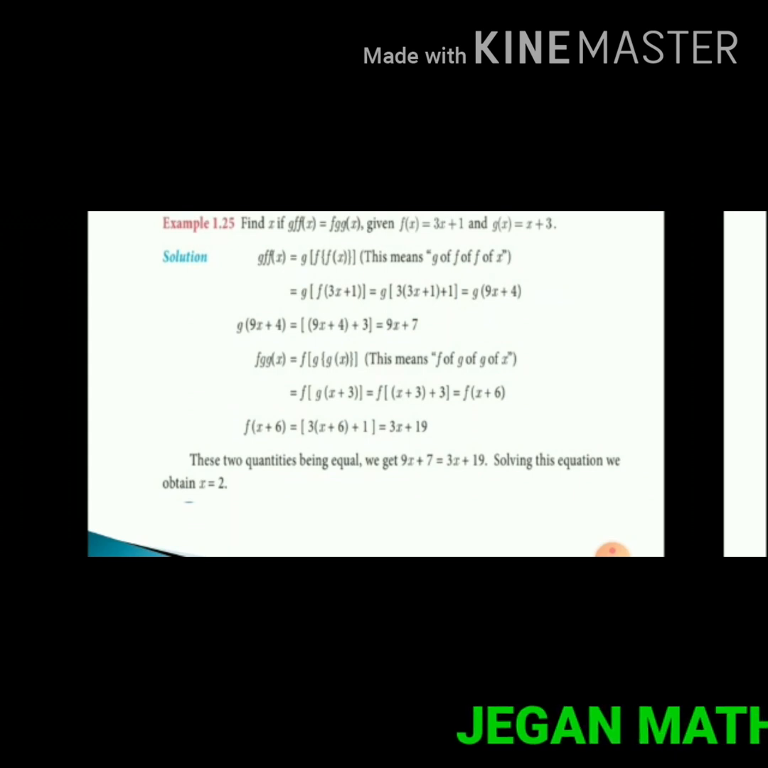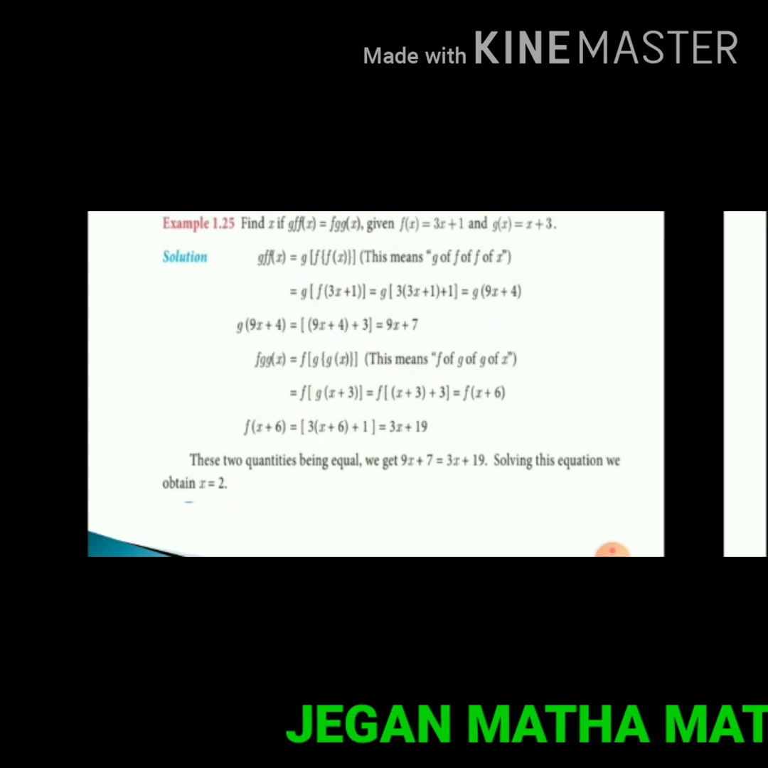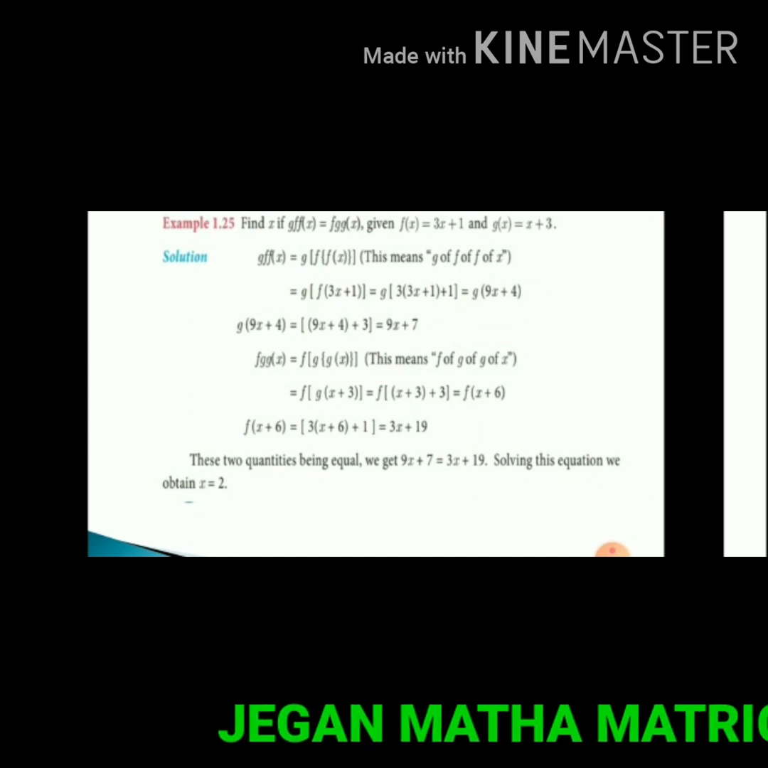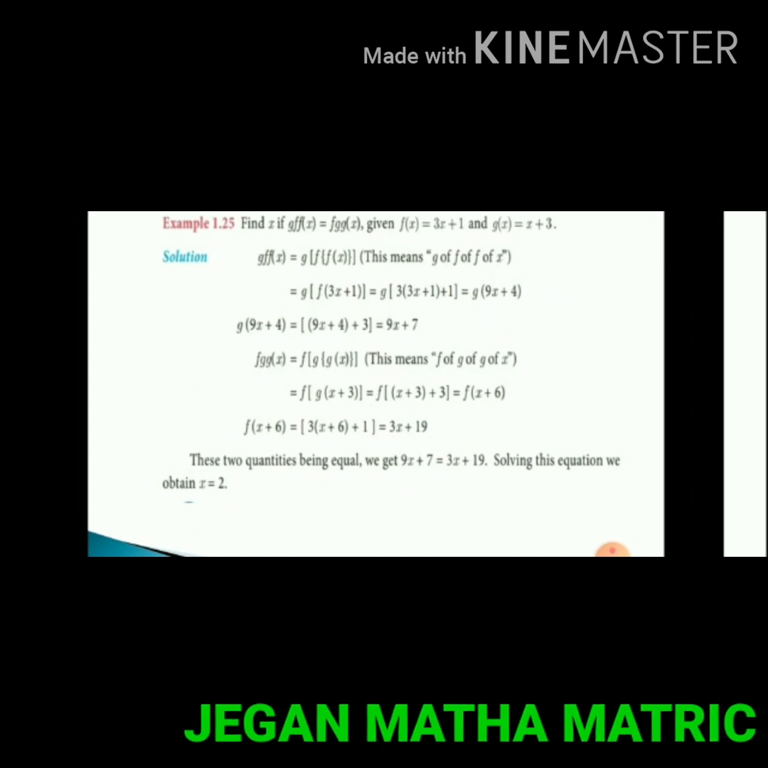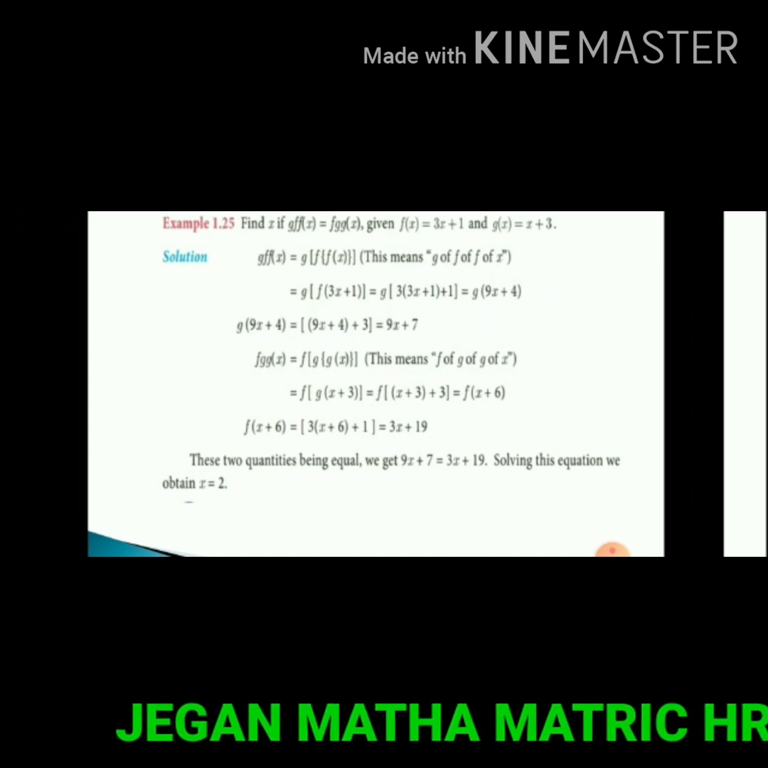So 3x into 3 into x, 3x plus 18. So 3x plus 18 plus 1 equal to 3x plus 19. These two quantities being equal, we get 9x plus 7 equal to 3x plus 19. So solve this equation. 9x minus 3x is equal to 19 minus 7.